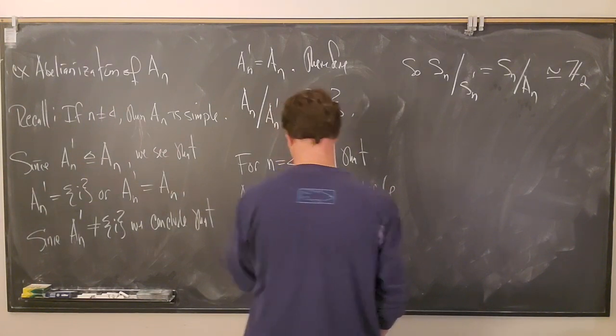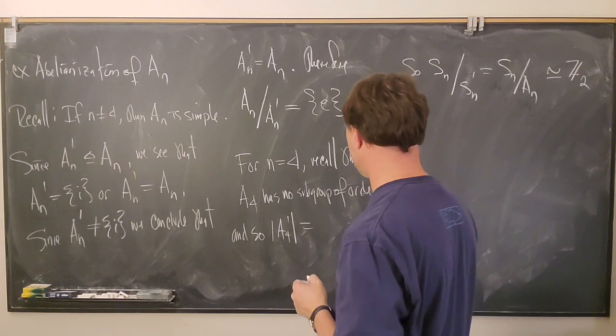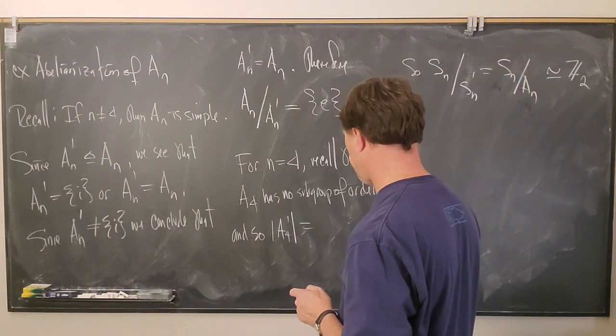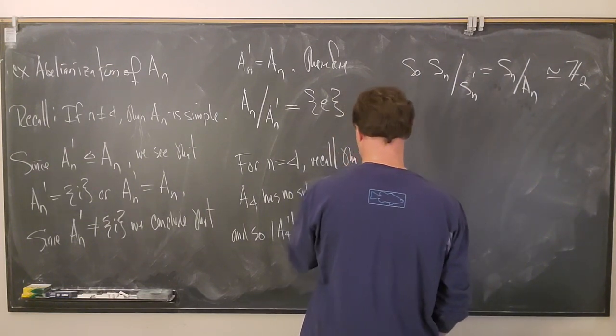A4 prime has to have an order that is one of these divisors. And so who's it going to be? The order of A4 prime would be 1, 2, 3, or 4.